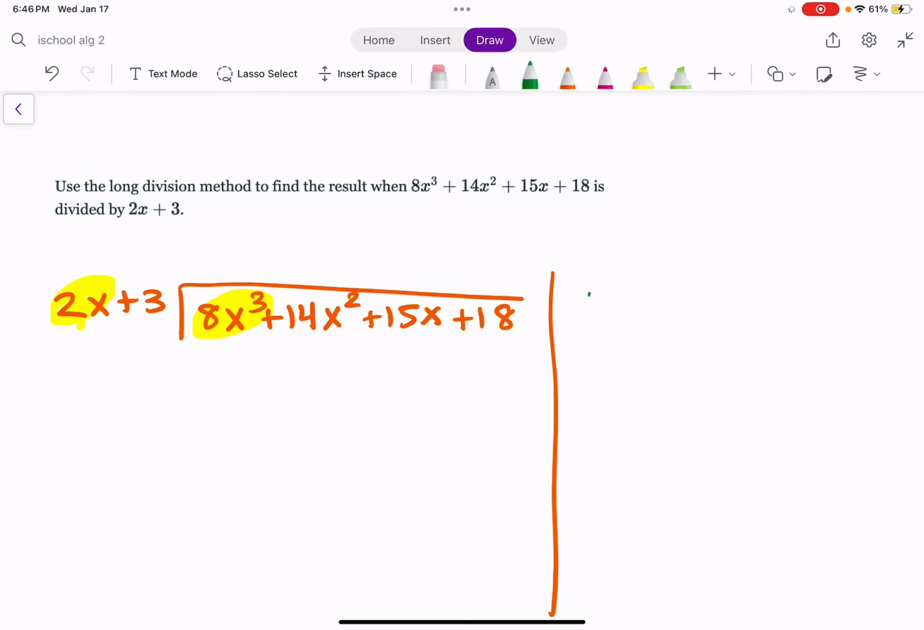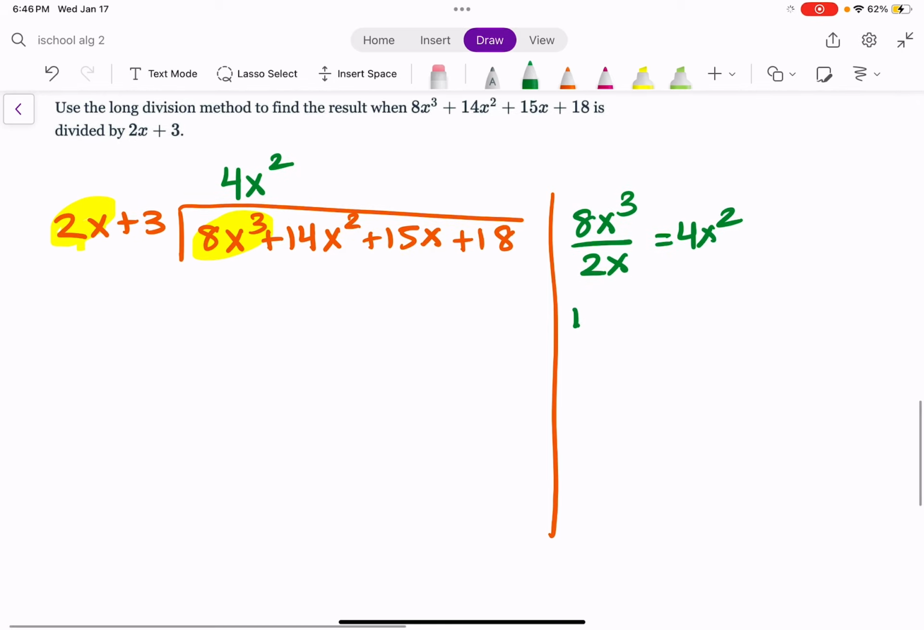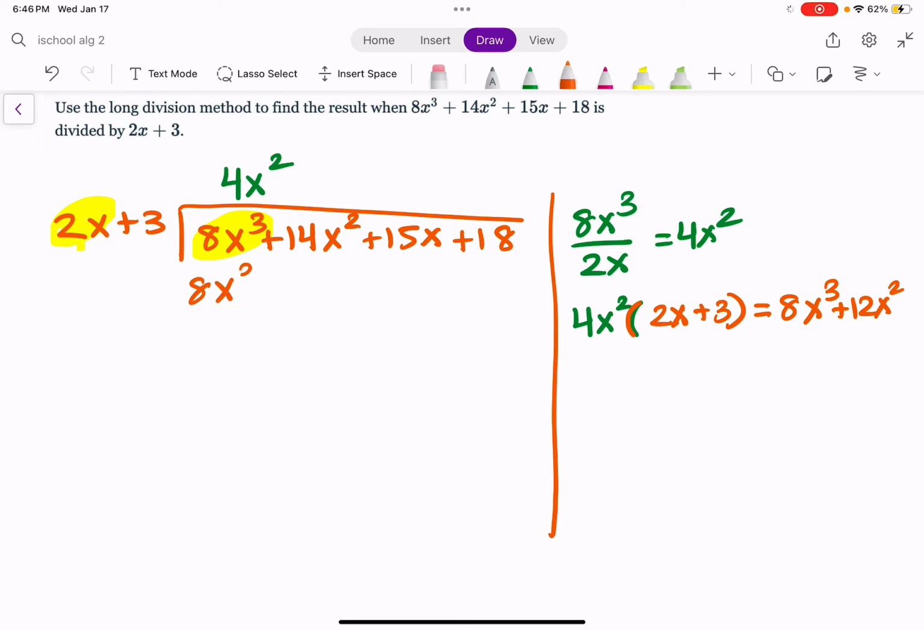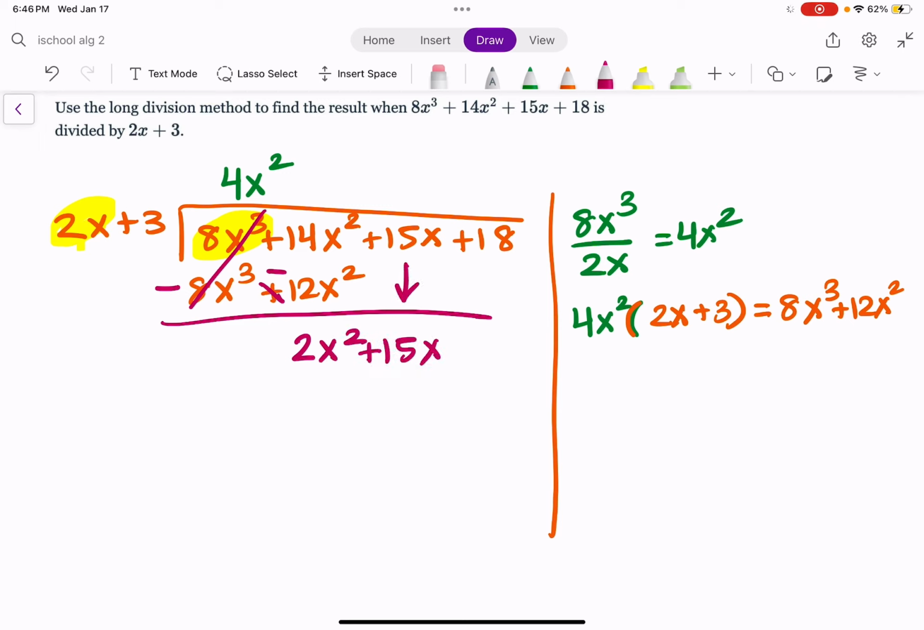So I have 8x to the third divided by 2x, that's going to give me 4x squared. That becomes part of my answer, and I'm going to multiply that by whatever's on the outside, 2x plus 3. So I get 8x to the third plus 12x squared. I'm going to write that underneath. Gotta switch my signs because I'm subtracting. This cancels out. This becomes 2x squared. I'm going to bring down my next term.